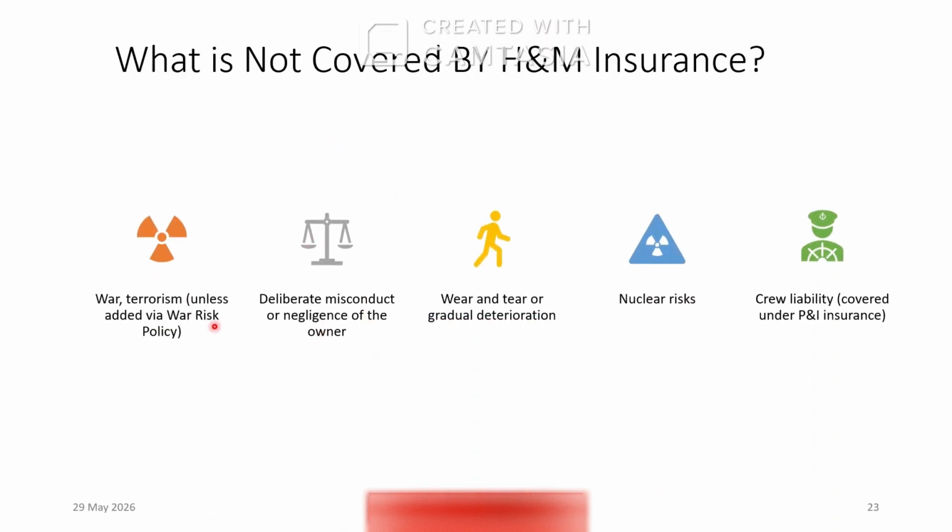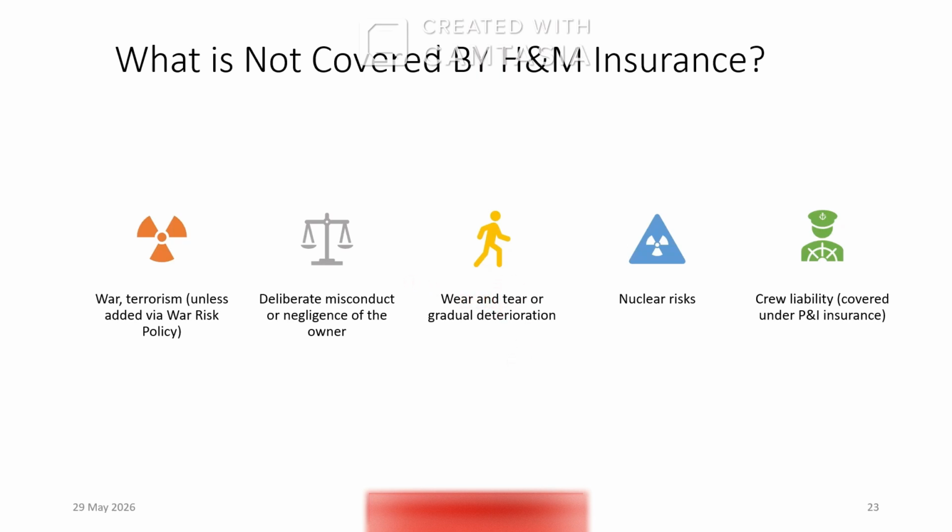Let us see. War and terrorism. So unless you have added a war risk clause, a ship which goes to the war risk zone is not covered by the hull and machinery insurance. Deliberate misconduct or negligence of the owner, right? So if the damage has been done by the deliberate misconduct of the ship's crew, then it will not be covered. Wear and tear or gradual deterioration of any equipment, right?